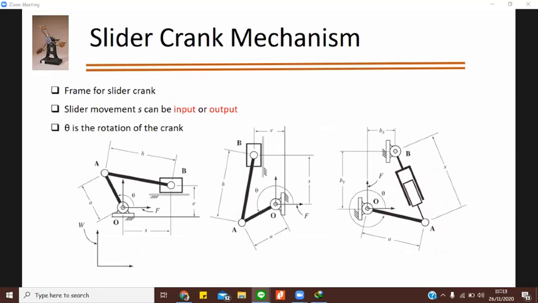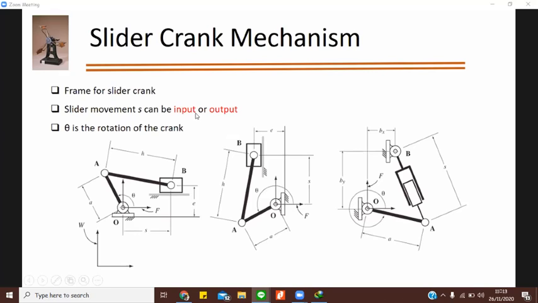So let's see the slider crank mechanism. So here you are seeing the frames for slider crank. So this is your frame for slider crank. It's all defined in the world frame. Okay, so the frame is moved to here at 0, 0. And slider movement S can be input or output. So this slider movement can be both input as well as output over here.